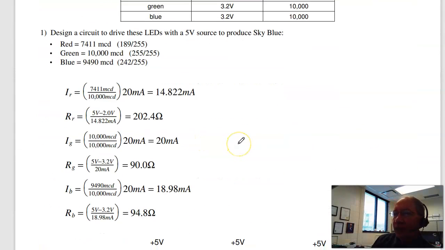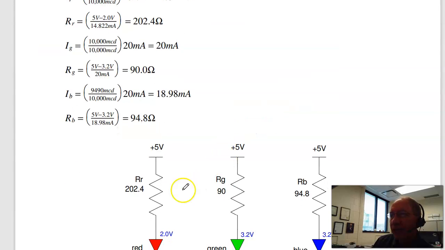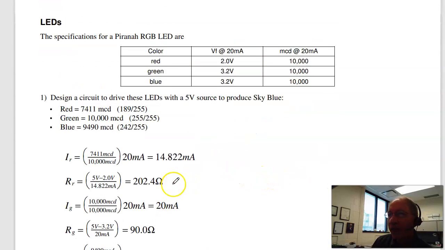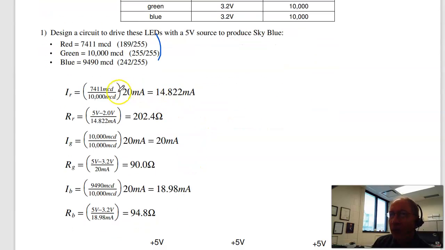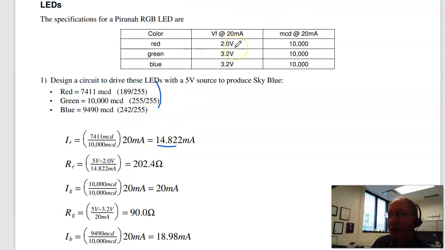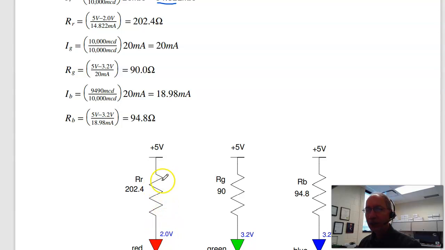LEDs. If I have an RGB LED, I can set the current by adding a resistor in series. If I want to produce this color, sky blue, then I want the red LED to be 7411 millicandles, meaning I want this percentage at full brightness, this percentage at 20 milliamps, 14.8 milliamps. If I have 14.8 milliamps, the red LED has a 2 volt drop across it, and silicon diodes are 0.7. Red LEDs aren't silicon. The material tells you the energy gap, which tells you the color. It's 2 volts, leaving 3 volts across the resistor.